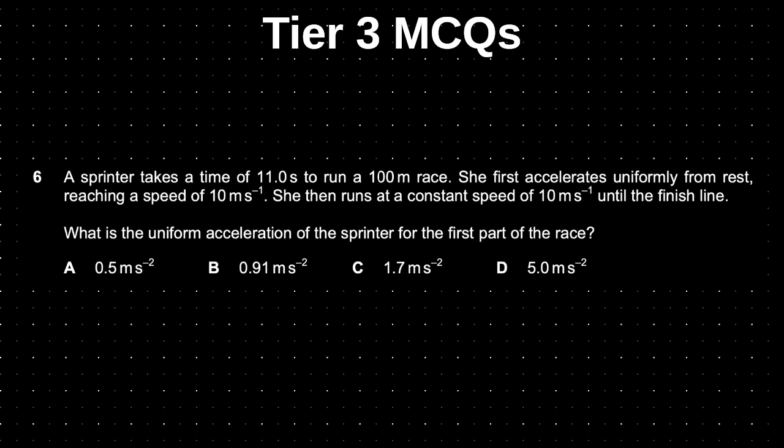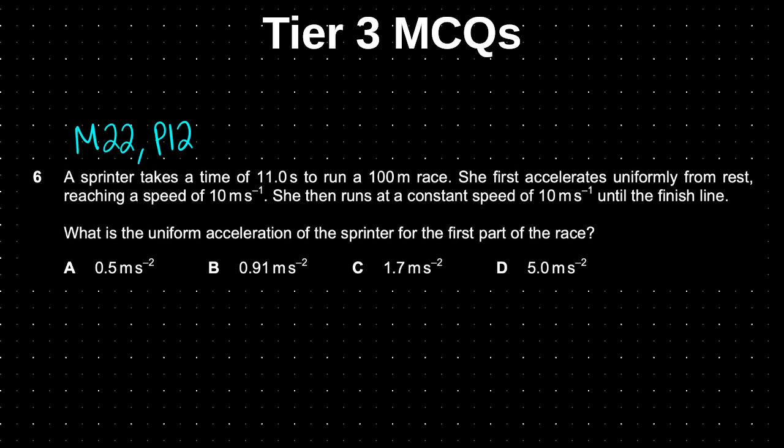So let's have a look at this one. March 22 paper 12. A sprinter takes a time of 11 seconds to run a 100-meter race. She first accelerates uniformly from rest, reaching a speed of 10 meters per second. She then runs at a constant speed of 10 until the finish line. What is the uniform acceleration of the sprinter for the first part of the race?